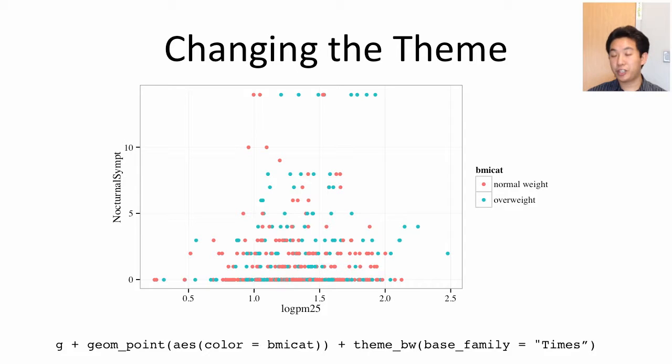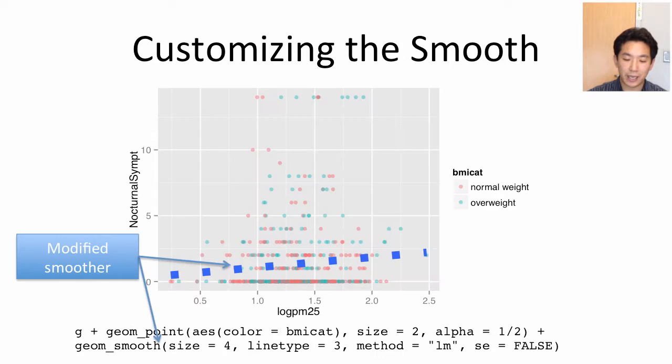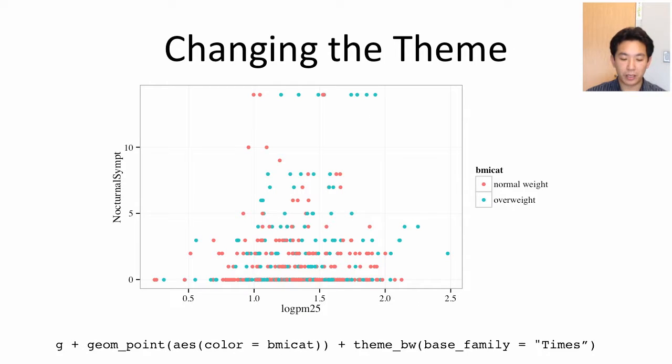Another thing you can do is change the overall theme. With the default theme, as you can see in the previous slide, there's a gray background with white grid lines. There are solid, thicker white lines for larger intervals, and thinner white lines for smaller intervals. If you don't like that background, you can change it to a more basic black and white background. This is the theme_bw theme.